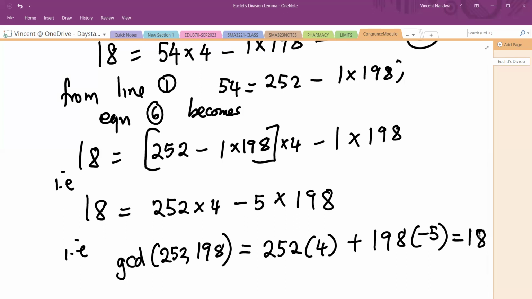In the next session, we'll be discussing modular arithmetic, how we can include the aspect of division algorithm to solving modular arithmetic problems. Thank you.